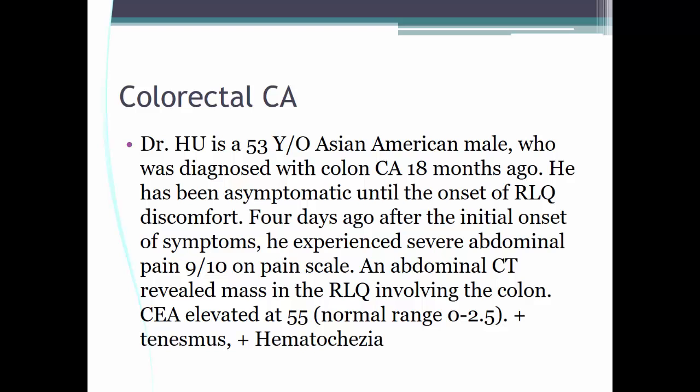Another diagnosis, colorectal cancer. This is a 53-year-old Asian male who was diagnosed with colon cancer 18 months ago. He has been asymptomatic until the onset of right lower quadrant discomfort. 4 days after the initial onset, he experienced severe abdominal pain, 9 out of 10. An abdominal CT revealed a mass in the right lower quadrant involving the colon, and the CEA is elevated, and the patient also has tenesmus and hematochezia. So let's discuss colorectal cancer.